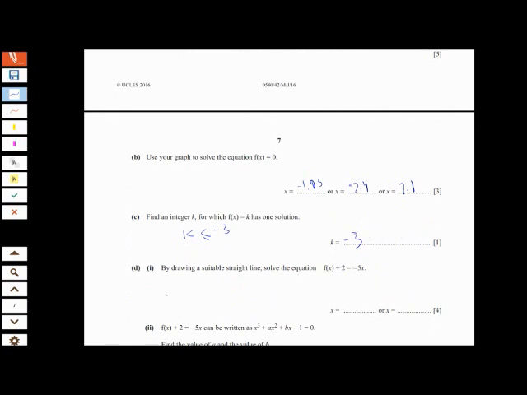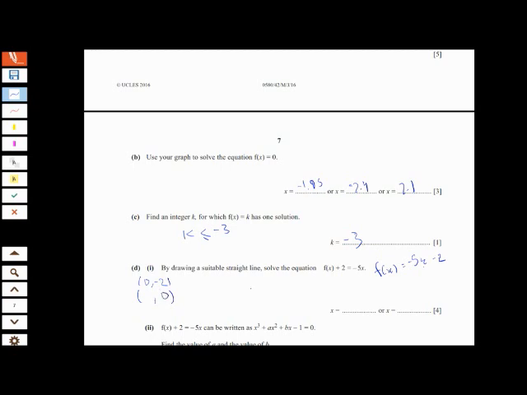Now by drawing suitable straight lines, solve the equation f(x) plus 2 equals -5x. So first of all, you rewrite this equation as f(x) equals -5x minus 2. Now it's more like an equation that we can deal with. And now a straight line. For drawing straight lines, you need 2 points. These 2 points can be 0 for x. And then substitute 0 here. f(x) will equal -2, so it's -2.